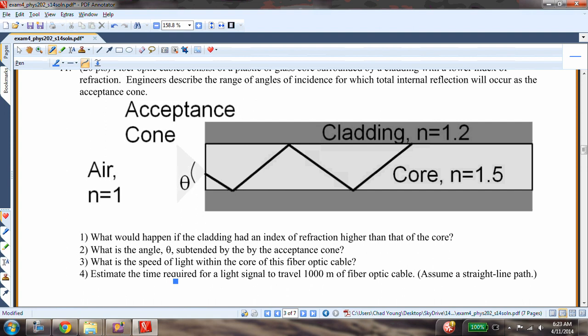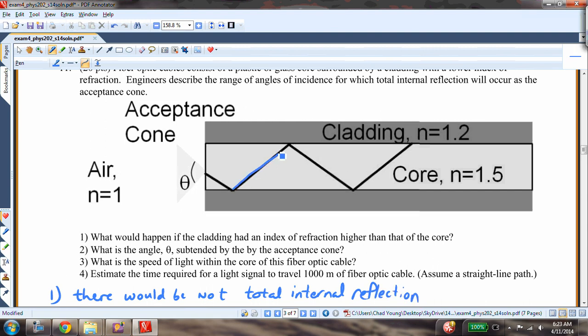All right, what would happen, first of all, if the cladding had an index of refraction higher than that of the core? In this case, there would be no total internal reflection. Because when the light comes up to this, instead of bending away from the normal, it would bend towards the normal, and the light would escape the fiber optic cable.